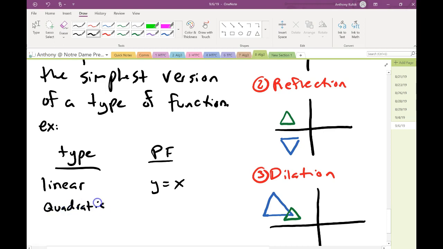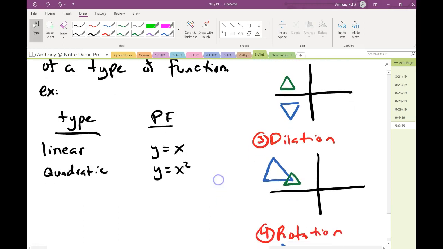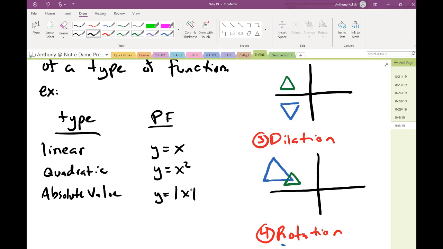A lot of us remember talking about quadratic functions in our Algebra 1 class. The parent function for the quadratic functions is y equals x squared. Some of us remember talking about absolute value functions. The parent function for an absolute value function is y equals the absolute value of x. At this point, hopefully you get the idea of what we mean by a parent function.